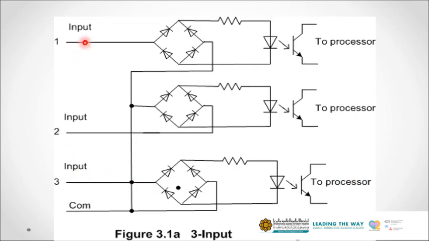But for the case of AC, you have to convert it to a DC signal first. So you have to have a rectifier circuit to convert it to DC, and then it is followed by an opto isolator here as shown.